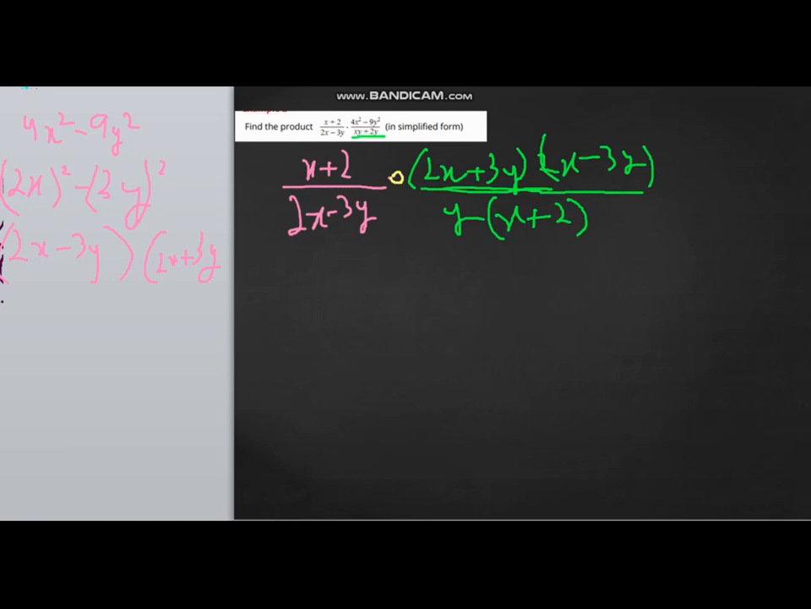Because this is a multiplication question, we can just cancel out the terms crosswise. So x plus 2 in here cancels with x plus 2 in here. And then 2x minus 3y in here and 2x minus 3y in here can also cancel out. What we're left with now is 2x plus 3y divided by y. And this is it. This is the end of the topic.